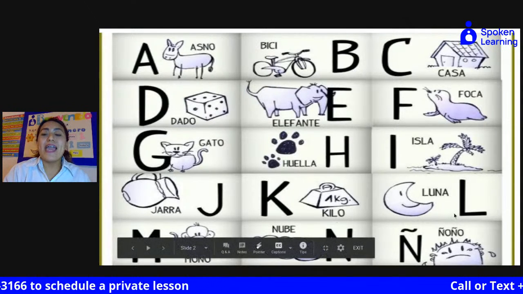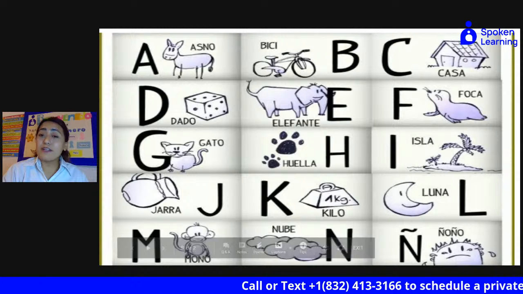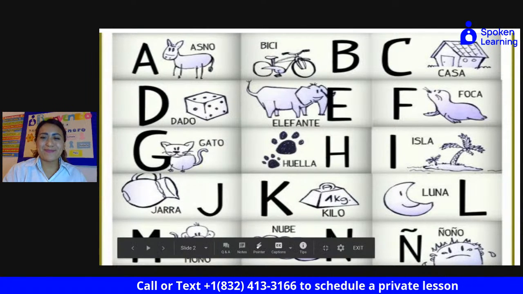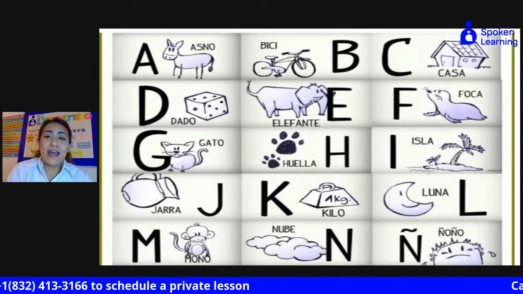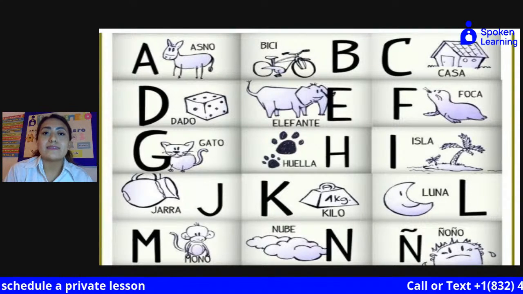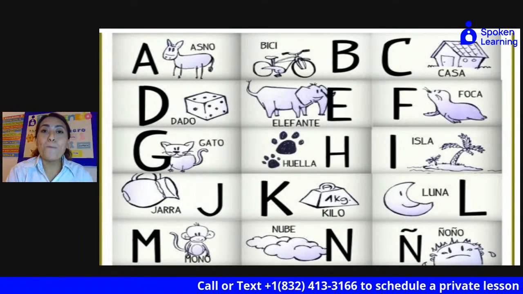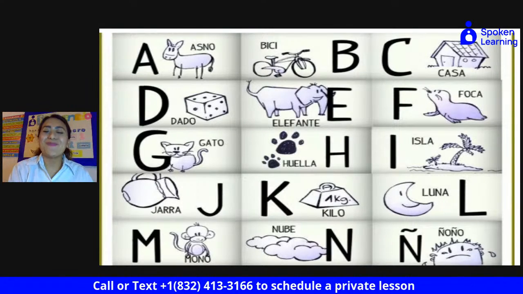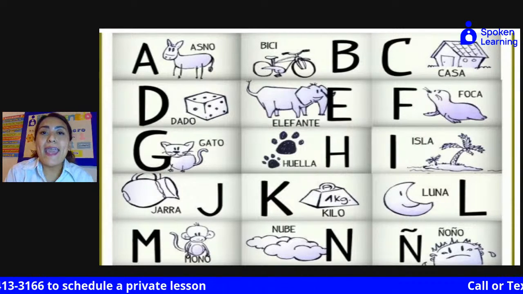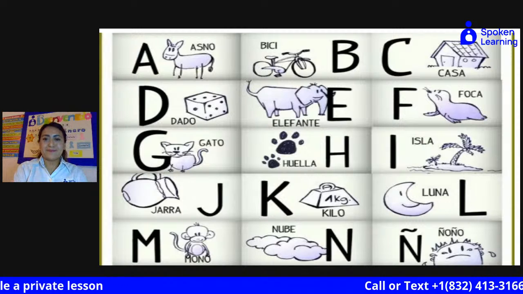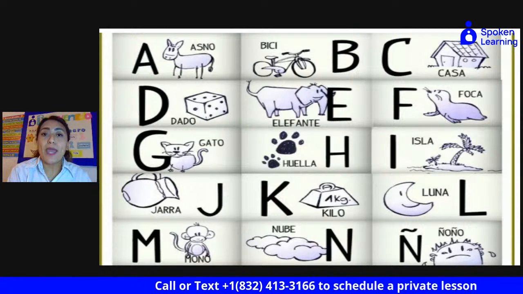Okay, now L. For example, luna. Nice. Now, on the other side, we have M. Nice. For example, mono. Very good. Now, the consonant N. Okay, the example of this letter is nube.